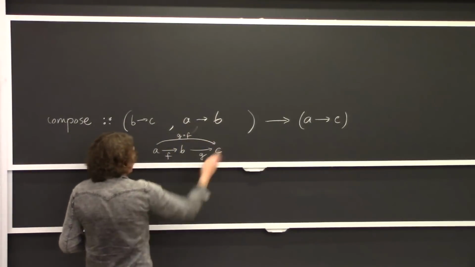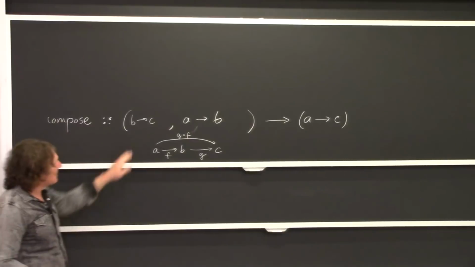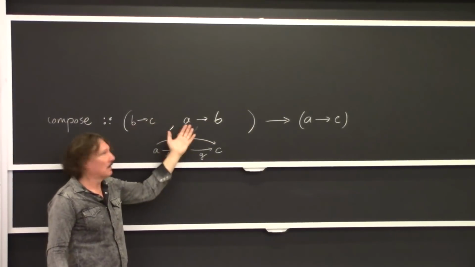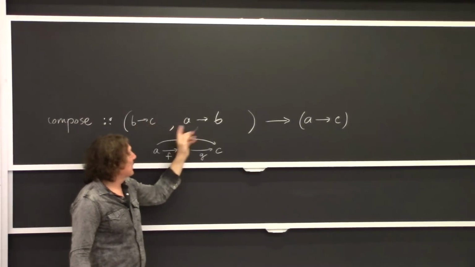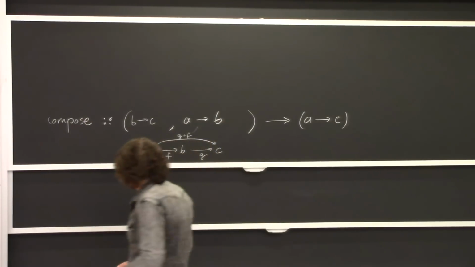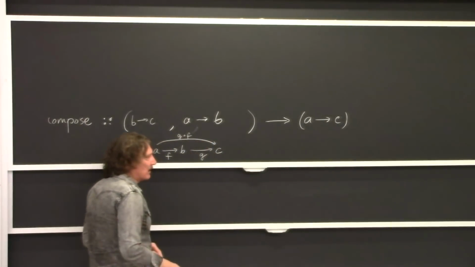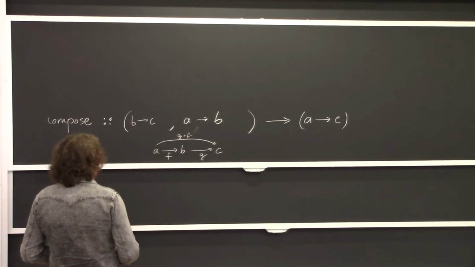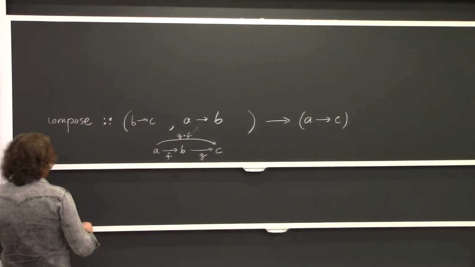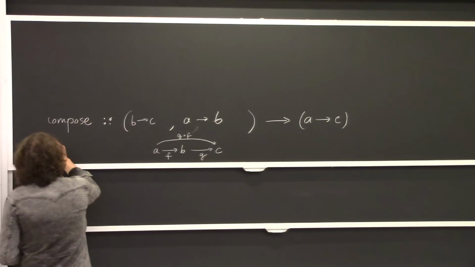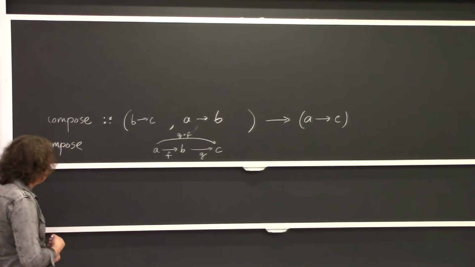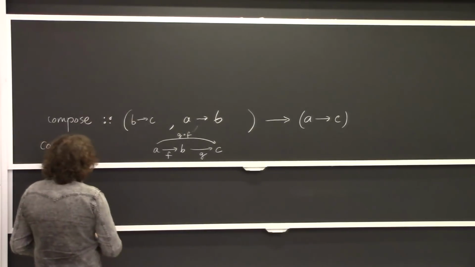So compose would be a function that has this signature. It takes two functions. This is notation for a pair in Haskell. A pair of functions, this function from B to C, function from A to B, and produces a function from A to C. That's just the syntax. Now, if you write it, the compiler will complain, of course, that you didn't provide the implementation, just the type signature. So compose takes a pair of arguments.